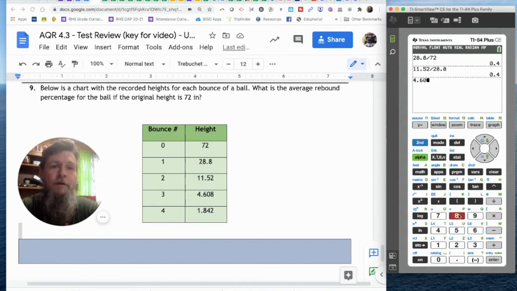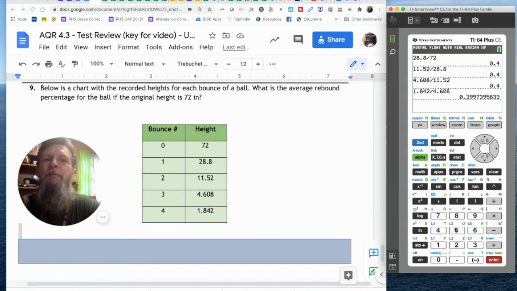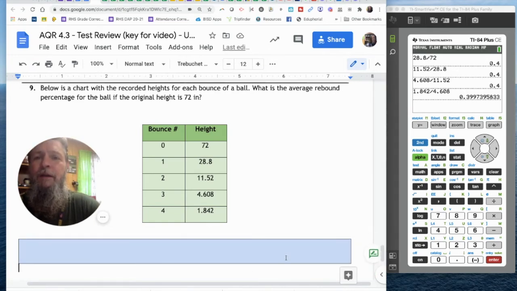4.608 divided by 11.52. It's also 40%. Finally, the fourth bounce over the third bounce, which is how we find the ratio, 1.8432 divided by 4.608. Enter. Comes up to 0.4. It's 0.39999, so it rounds up. So let's see what our answer is. We've just shown that it should be all 0.4.